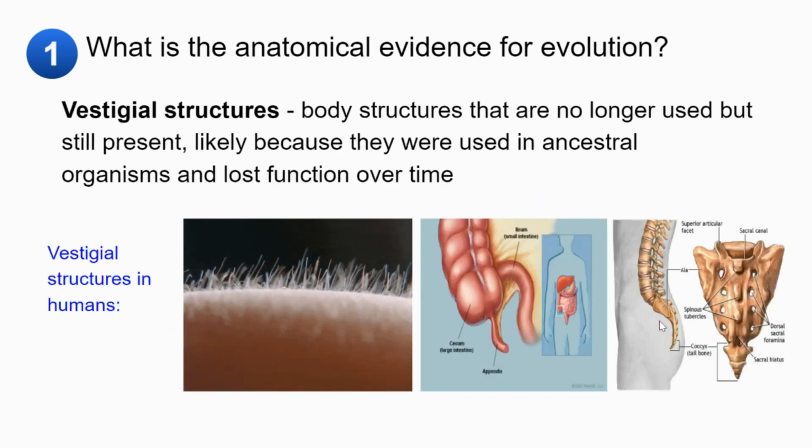Now, here's a different piece of anatomical evidence used to support the theory of evolution. They're called vestigial structures. These are body structures that are no longer used by the individual, but they're still present in their body. Then why have these body parts still if they're not used? The theory is that in the past, an ancestor did use these body structures, but over time, they lost function in their descendants. The fact that they're still in the bodies of the descendants supports that they were inherited from a common ancestor.